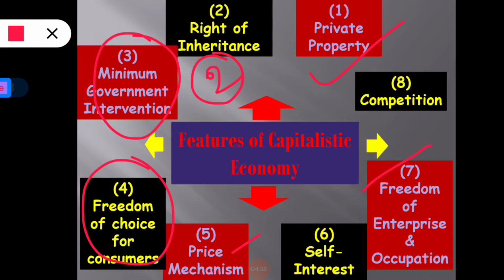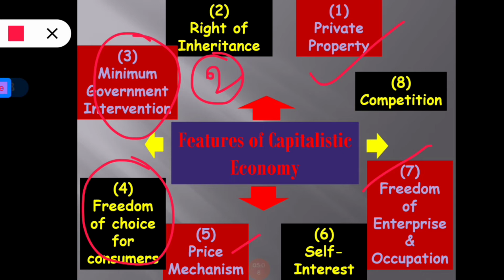Now going to the seventh, that is freedom of enterprise and occupation. Freedom of enterprise and occupation is an essential feature of the capitalistic economy. At first we have to discuss freedom of enterprise. What do you mean by freedom of enterprise? Freedom of enterprise means private enterprises are free to use productive resources for the production of a product of their own choice.